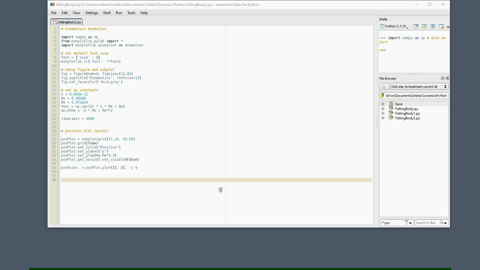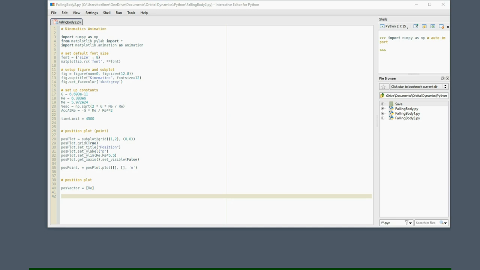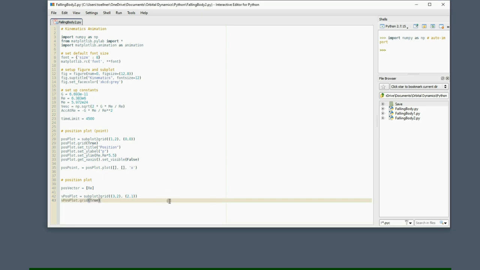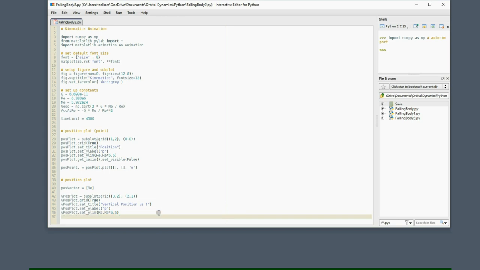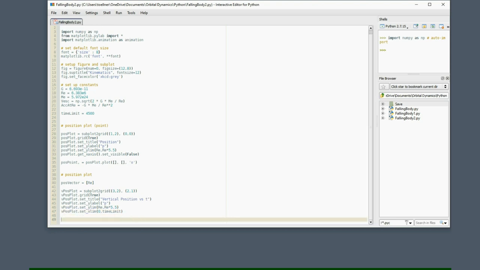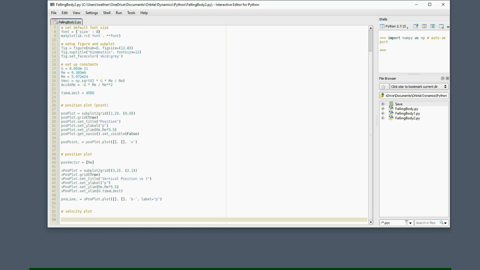And that's the point. And for now, I'm going to give it null values. And then this is where I plot the position curve. The initial value of the initial position is the radius of the Earth. And this places the subplot in the figure. And the y limits again are the radius of the Earth up to 5.5 times the radius of the Earth. The x limit is 0 to the time limit of 4,500. And this will plot a line. It's actually a curve, but I called it a line.